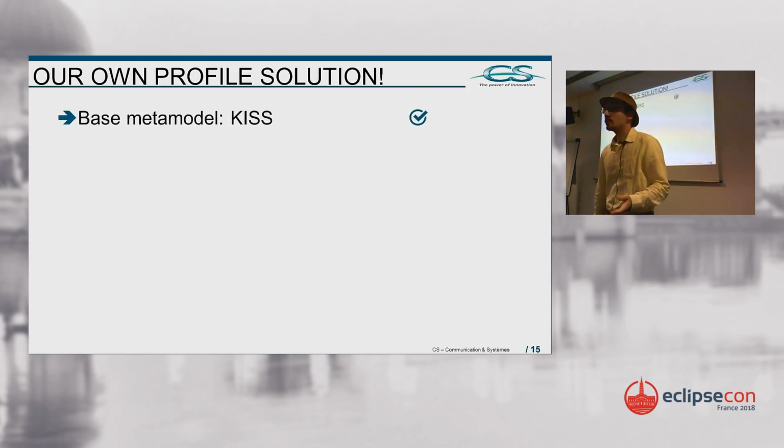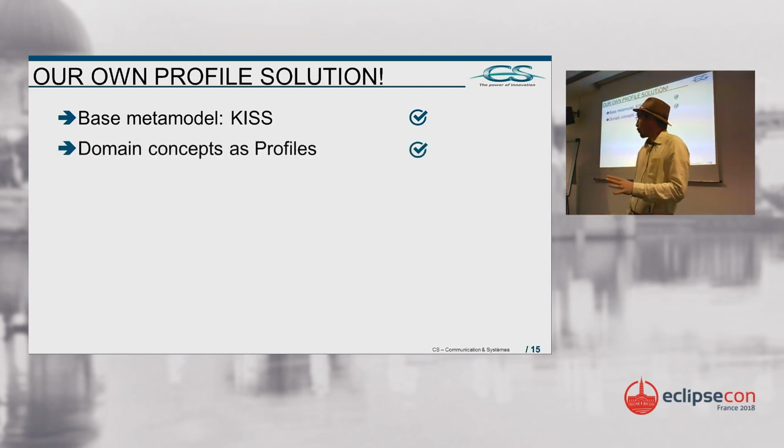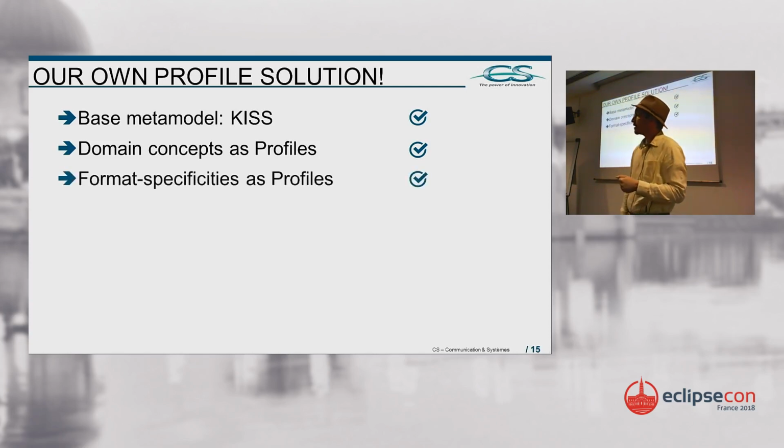For the base meta model, we adopted the KISS approach. Keep it simple, stupid. So you only have the basic concepts which are not domain specific, which can adapt to any domain. We have a data which can be named, which can have children. That's all. Nothing else. We implement all our domain concepts as stereotypes in profiles. And then our format specificities are just additional domain layers, so they are also profiles.